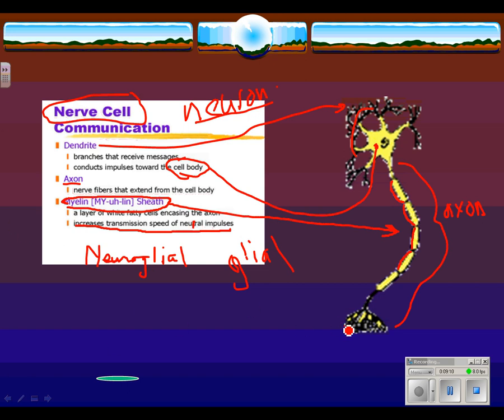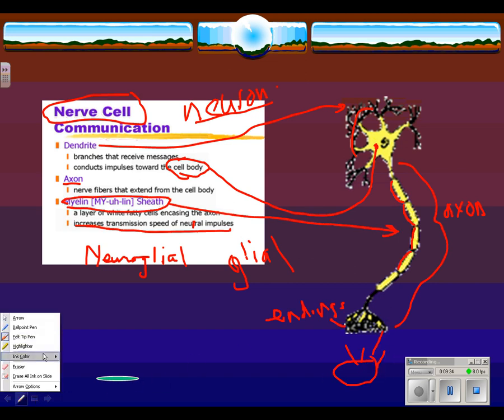What's not on here, down here, these little guys are not dendrites. These are axon endings. This is the end of the axon, and you can see it's kind of sprayed out in case this axon has to communicate with many other nerves, or it communicates with the dendrites of the next nerve.